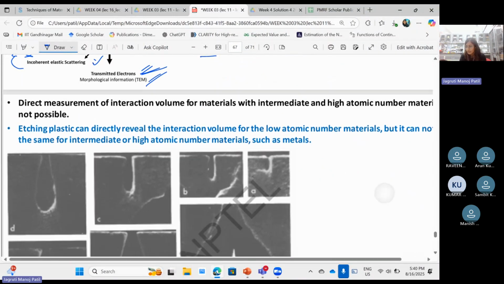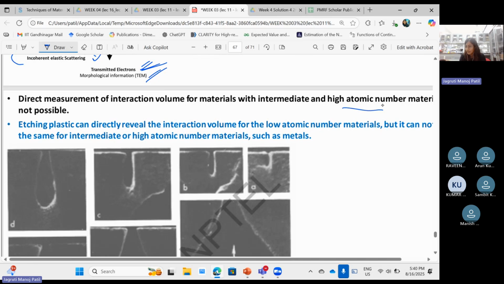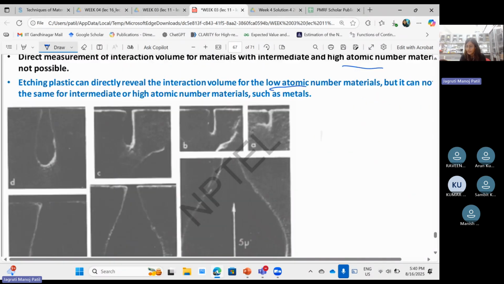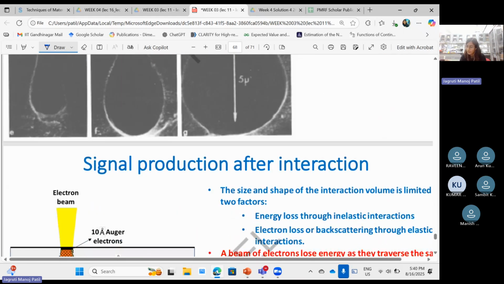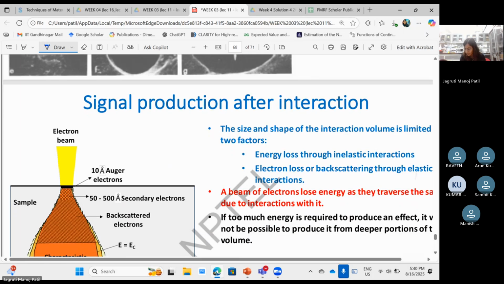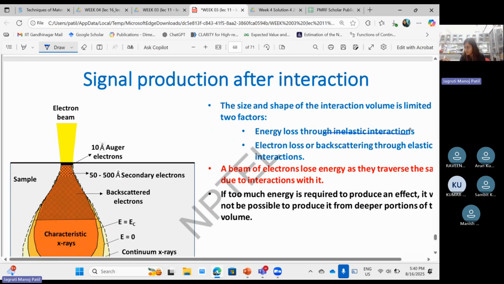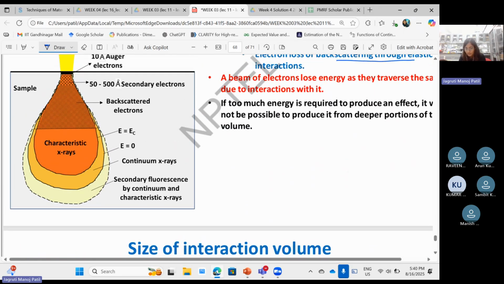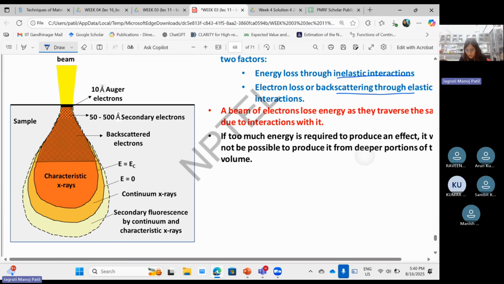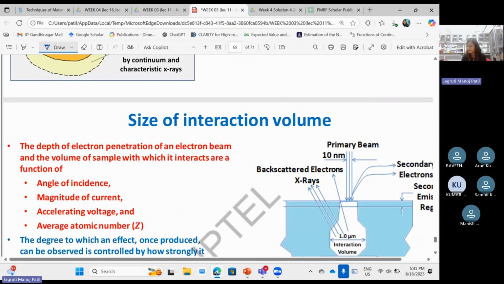Then you see what happens when your atomic number increases, which is sometimes possible, and what happens for lower atomic numbers. You see how this pear shape drop increases in the case of metals when atomic number increases. When it transfers, energy losses happen due to elastic scattering, or loss will happen due to backscattering. Okay, this is all fine.